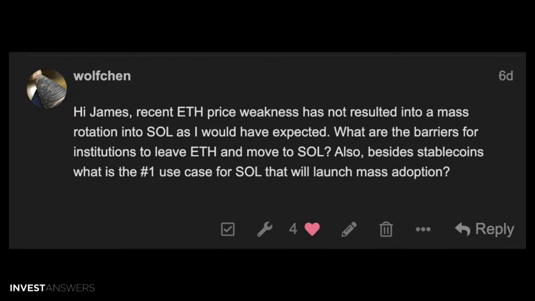Recent ETH price weakness has not resulted in a mass rotation into Sol, as I would have expected. What are the barriers for institutions to leave ETH and move to Sol? Also, besides stablecoins, what's the number one use case for Sol that will launch mass adoption?